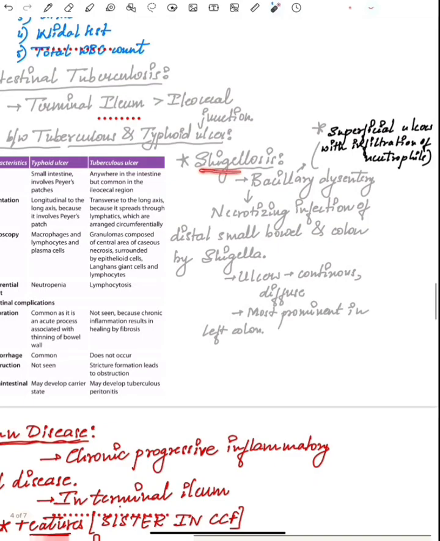Coming to shigellosis. Shigellosis is bacillary dysentery. The bacillary dysentery shows superficial ulcers with infiltration of neutrophils. This bacillary dysentery is a necrotizing infection of the distal small bowel and colon by Shigella. This Shigella you have learnt in microbiology. It is an important organism which causes bacillary dysentery. Coming to ulcers, they may be continuous, diffuse, and most prominent in the left colon.